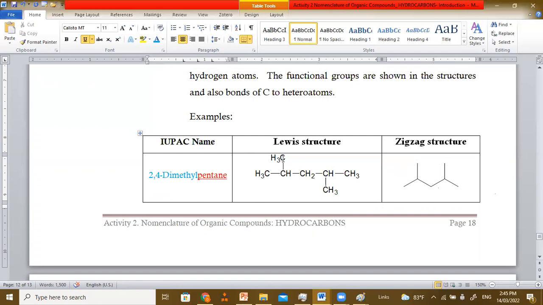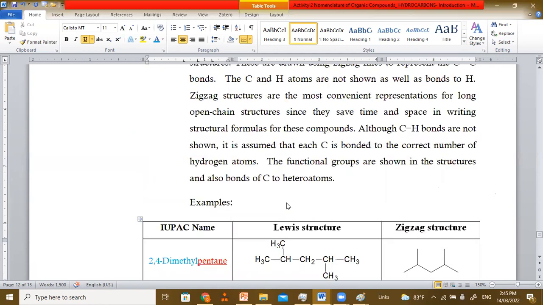So you have CH3, C, 5 carbons. On carbon 2, you have CH3. On carbon 4, you have CH3. Then you satisfy all the other hydrogens. Okay, that's how simple it is to write these structures.